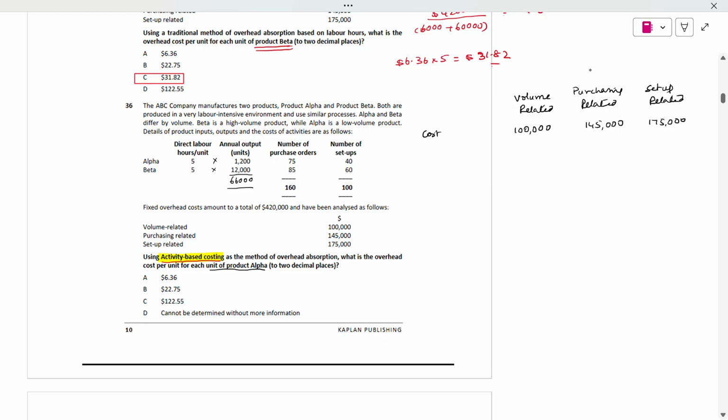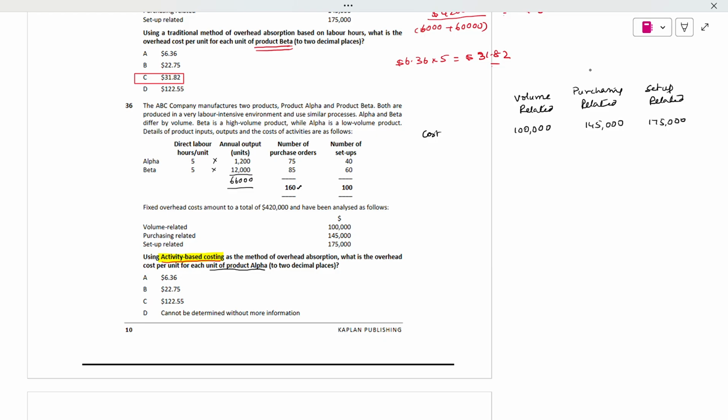Okay, now how many purchase orders are there? Number of purchase orders 75 and 85. How many are there? 160. Purchase related means purchase order. Setup related means number of setups. Are you clear about this?